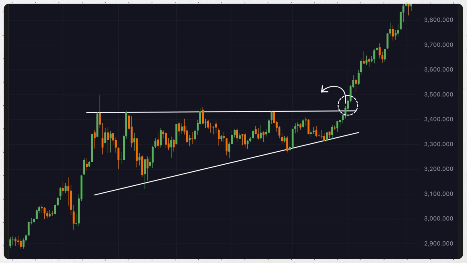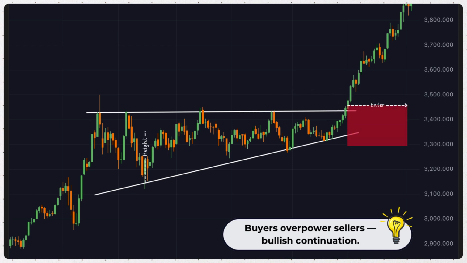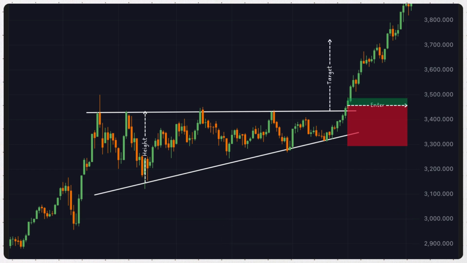Eventually, price breaks above that resistance with a strong bullish daily close. The close is the confirmation that buyers have finally taken control. That's where I would look to enter, with invalidation placed below the most recent swing low. From there, we measure the height of the triangle from the resistance down to the first higher low and project that distance upward from the breakout point. That gives us the measured move target, and price continues strongly higher from there.